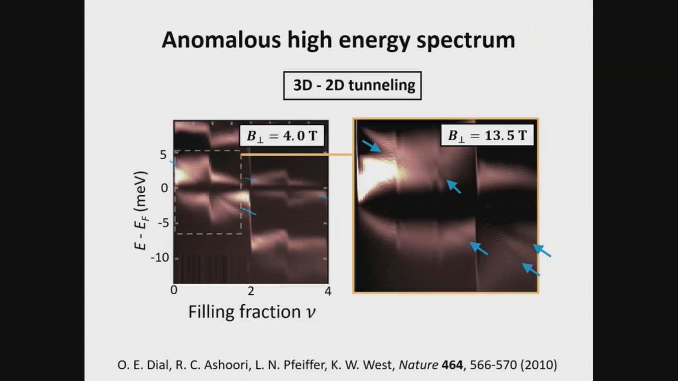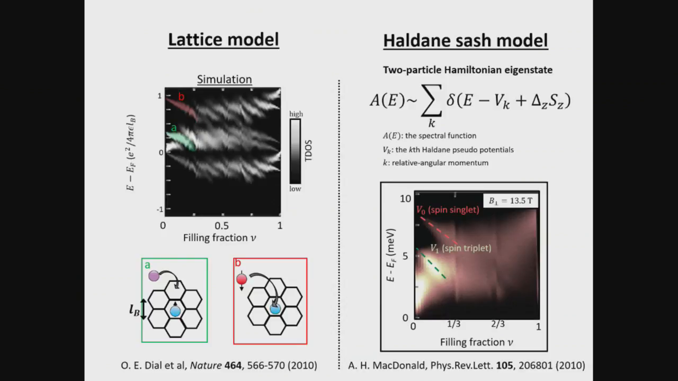The reason is that we observe striking features in the excited states of the quantum Hall system. And this is the 3D-to-2D tunneling spectrum. Here, if you look at the region indicated by this blue arrow, there is some kind of splitting in the tunneling peaks. This feature becomes more pronounced at higher magnetic field, and you can see more features at different places in this high-field spectrum. It was very unusual because this feature cannot be explained by a simple single-particle model. However, it turns out that it can be explained by spin-dependent two-body interactions in the quantum Hall system.